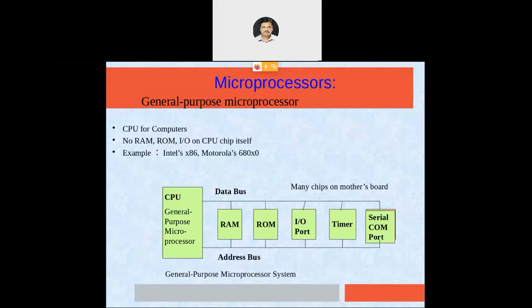It is an 8-bit processor with an 8-bit data bus. At that time, only the CPU, the general purpose microprocessor, was there, and all other peripheral ICs, like RAM, ROM, and the IO ports, were externally connected. Also timers and serial communication ports, and many more chips. If you search on Google for the internal architecture of the 8085 microprocessor, you'll get an image of the circuit, and you can identify where the general purpose microprocessor IC is, the RAM IC, the ROM IC, and so on.